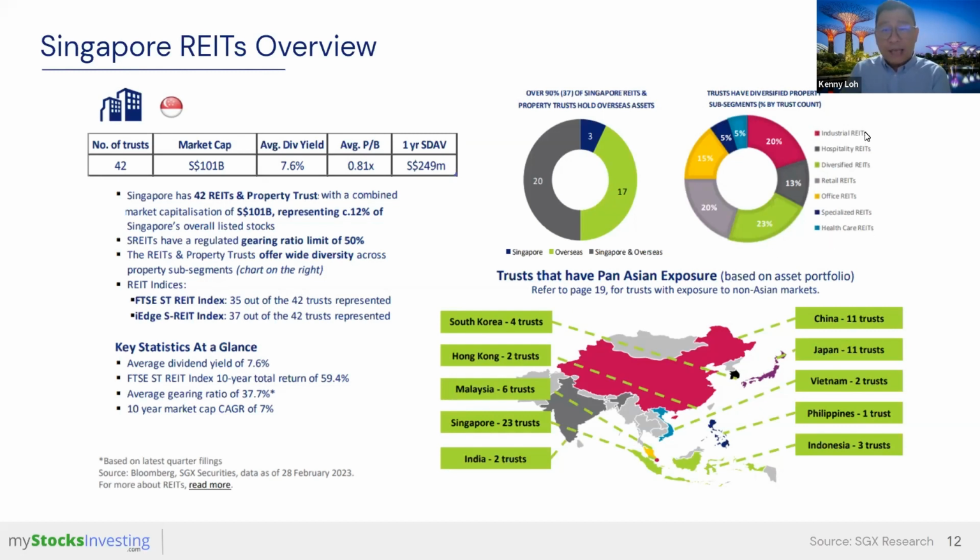And besides the sector diversification, REITs also have exposure across the whole Pan-Asia. For example, there are 4 REITs that have property in South Korea, 2 in Hong Kong, 6 in Malaysia. Majority of them have property in Singapore, and so on and so forth.